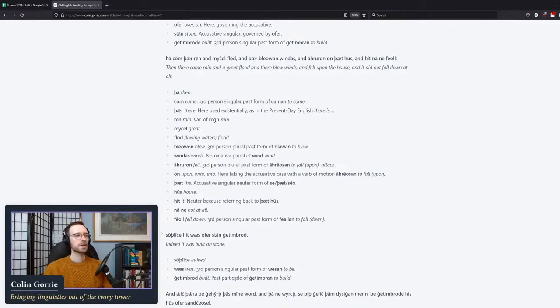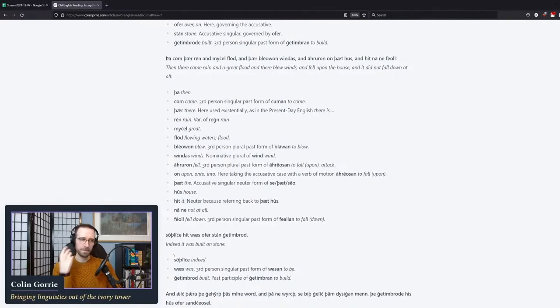Sothliche hit was over stan getimbrod. So we might know the answer already. We might be able to guess, because it's built on stone. But sothliche, indeed, this is soth, as in forsooth, truth. So truly would be another translation of sothliche. Soothly, if you wanted to come up with a modern English version of this word. But indeed is a better translation.